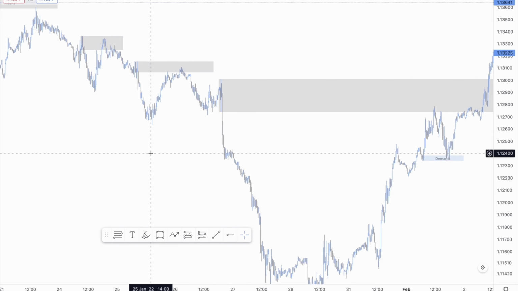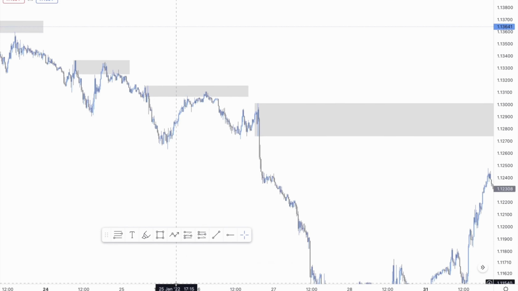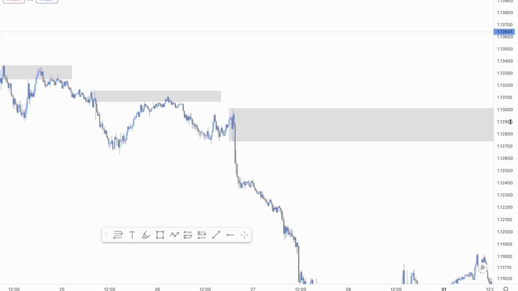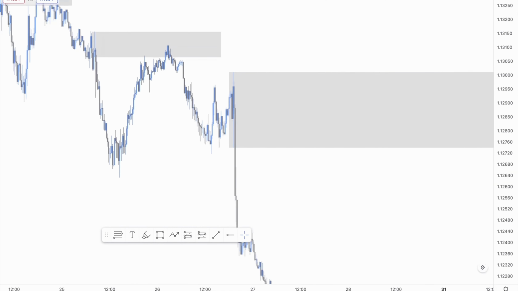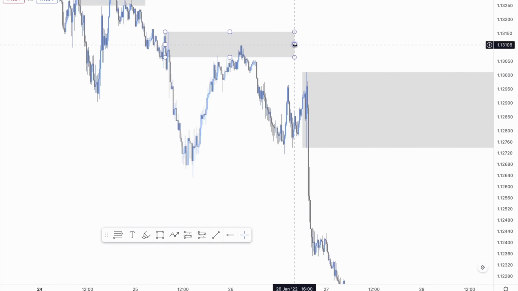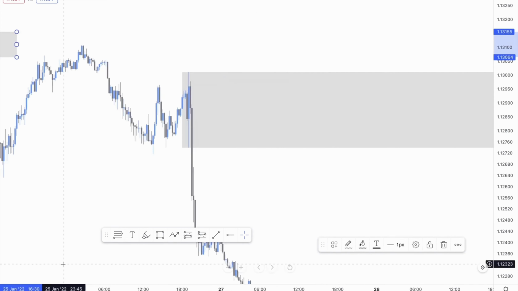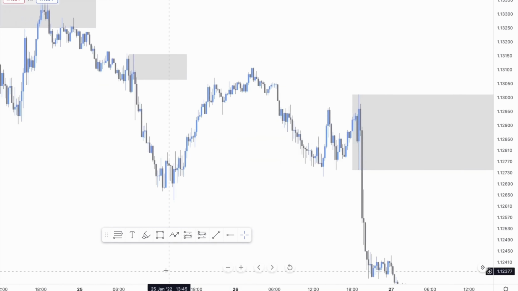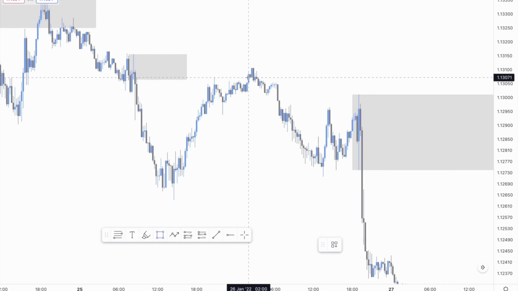So sometimes the origin may get filled. Now, when a supply zone gets filled, I can see if we can spot one of them and we can just explain what that is, okay? Now, you see this zone here that actually mitigated into here, okay? Now, this is that zone, okay? This is the last up move before the actual down move.